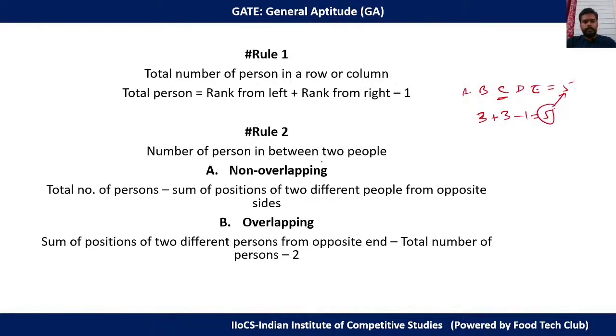Rule number 2, number of persons in between two people. For that, the next rule comes. There are two parts. One is non-overlapping, another is overlapping. I'll tell you when it will be overlapping and when non-overlapping in the coming slides. In case of non-overlapping: total number of persons minus the sum of positions of two different people from each side, that will be equal to your number of persons between. If it is overlapping: sum of positions of two different persons from opposite ends minus total number of persons, minus 2. While we'll be solving the problems, you'll be able to understand exactly what I am trying to say.